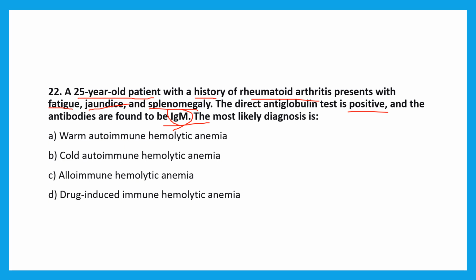I think we did discuss the warm autoimmune. So the finding of IgM, immunoglobulin M antibodies on the RBC surface, what does this signify? This signifies the cold autoimmune hemolytic anemia. Warm autoimmune hemolytic anemia is associated with IgG antibodies. Okay, cold autoimmune hemolytic anemia.